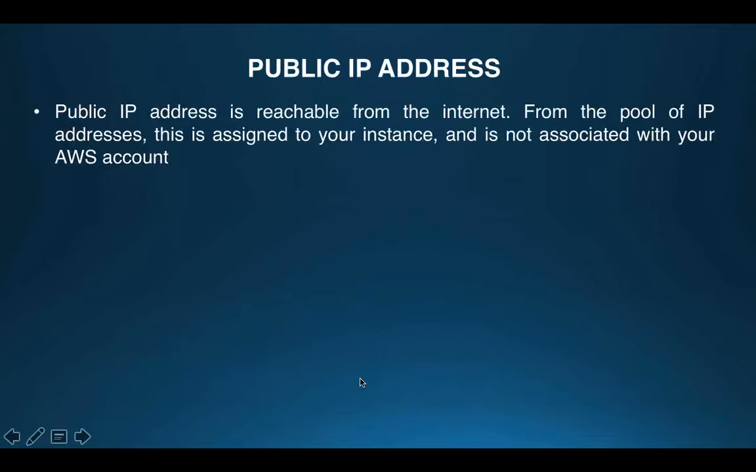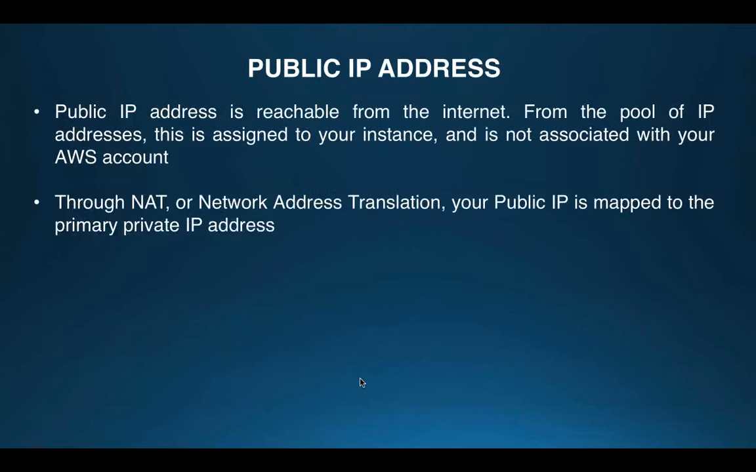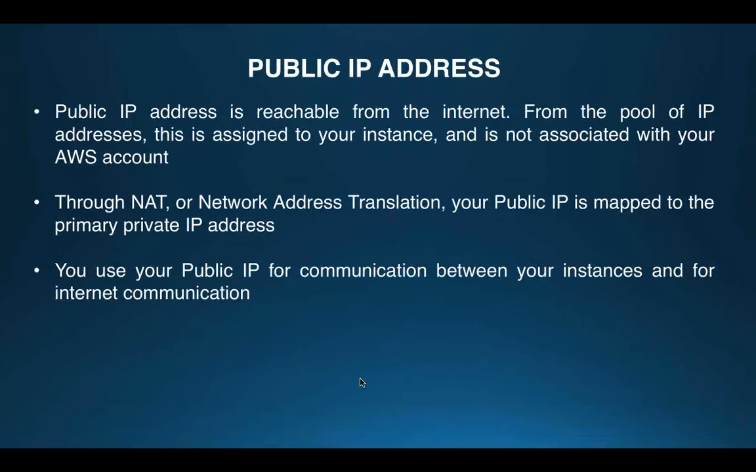Public IP address. A public IP address is reachable from the internet. From the pool of IP addresses, this is assigned to an instance, and it is not associated with your AWS account. So we have to understand this fact: the public IP is never attached to the account. It is attached to your instance. Through NAT, or network address translation, the public IP is mapped to the private IP address. You use the public IP for communication between instances and for internet communication.